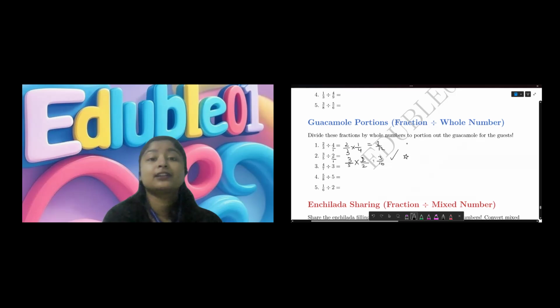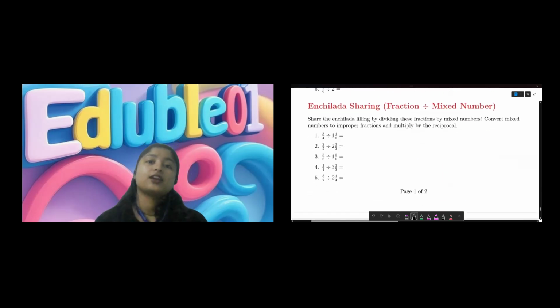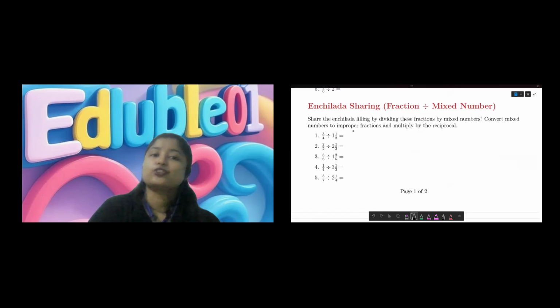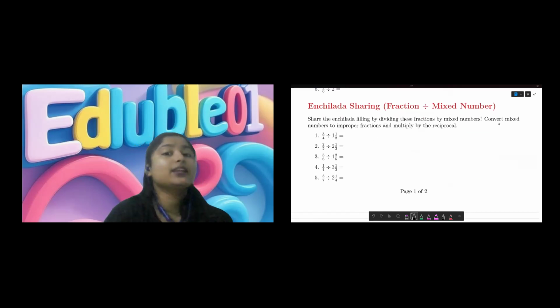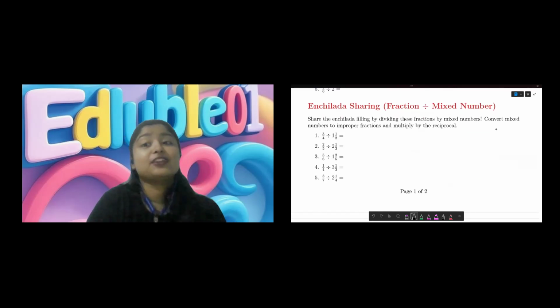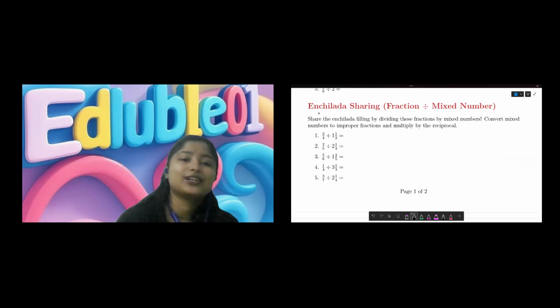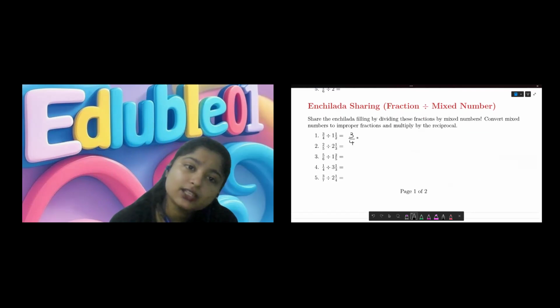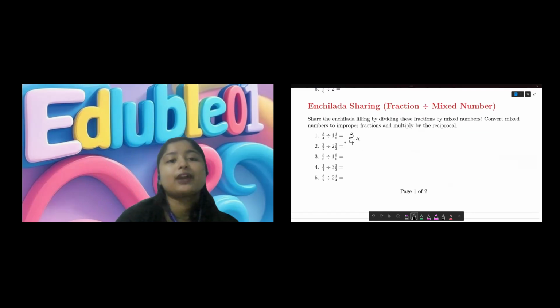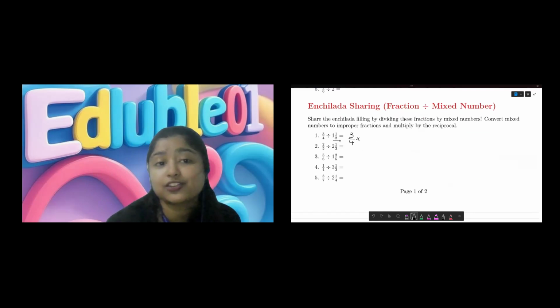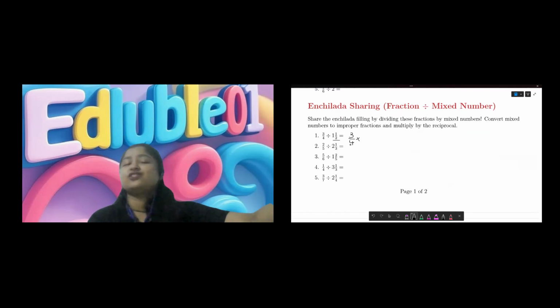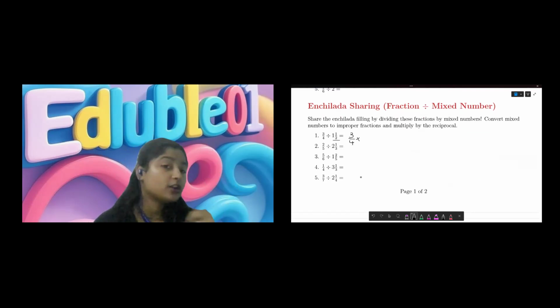Now, enchilada sharing, so fraction divided by mixed numbers. Share this enchilada filling by dividing these fractions by mixed numbers. Convert the numbers to improper fractions and multiply by the reciprocal. Exactly. So let's just first repeat 3 over 4. Change the sign and write the improper fraction. So we need to change this mixed fraction into an improper fraction. That's just a walk in the park, right?